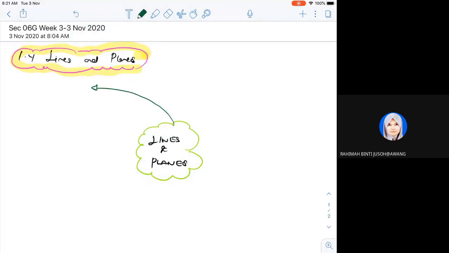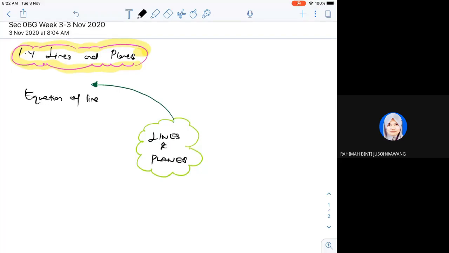Okay, let us start with equations of lines. Equation of lines. Please write down these notes. Okay, make sure you have your pen and also a paper or book to write down everything. Okay, you have to rewrite everything when I'm not here. So equation of line. We have three types of equation. Okay, three types of equation.